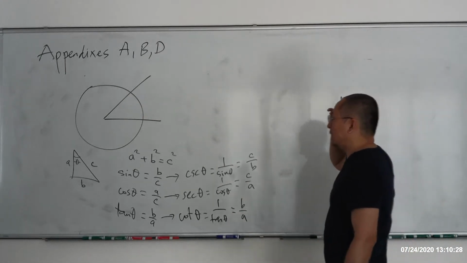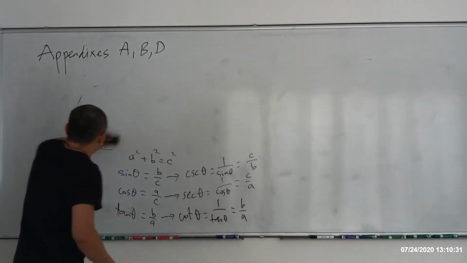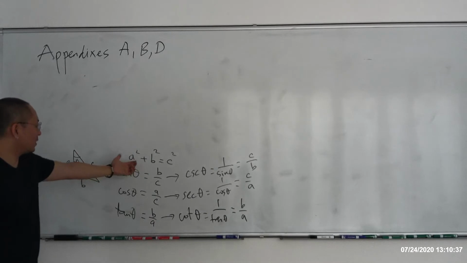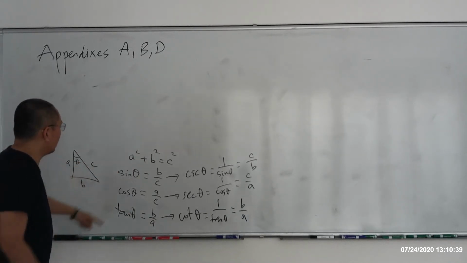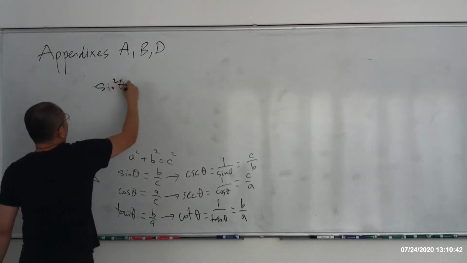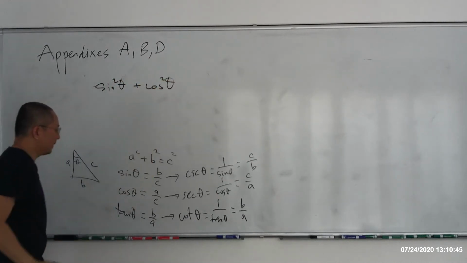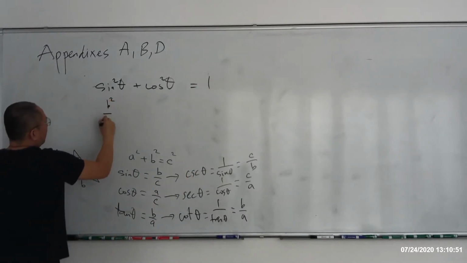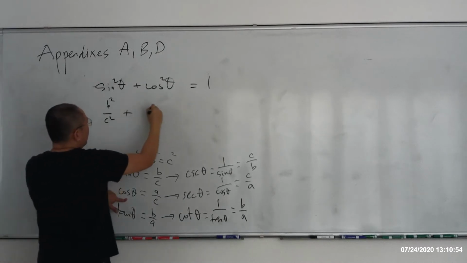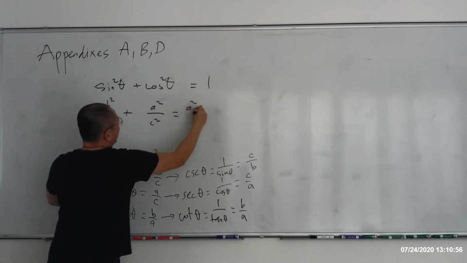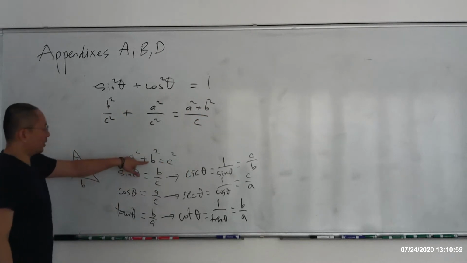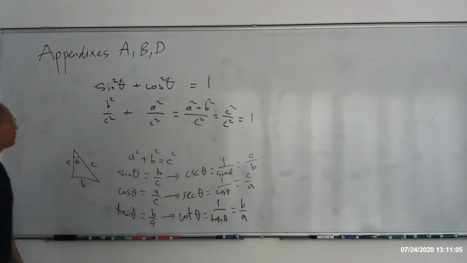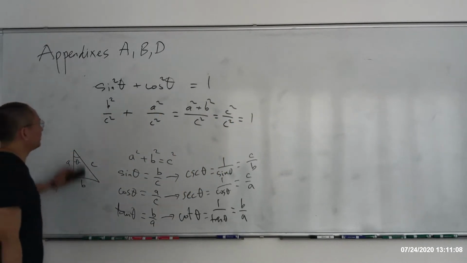Now here comes some basic trig identities. Okay, we're going to start with the Pythagorean theorem. Okay, a squared plus b squared equals c squared. This is the same thing as sine squared theta plus cosine squared theta is equal to 1. See why? Sine squared is b squared over c squared. Cosine squared is a squared over c squared, which gives a squared plus b squared over c squared. And a squared plus b squared is equal to c squared. So c squared over c squared equals 1. Okay? That's the Pythagorean identity. Okay?